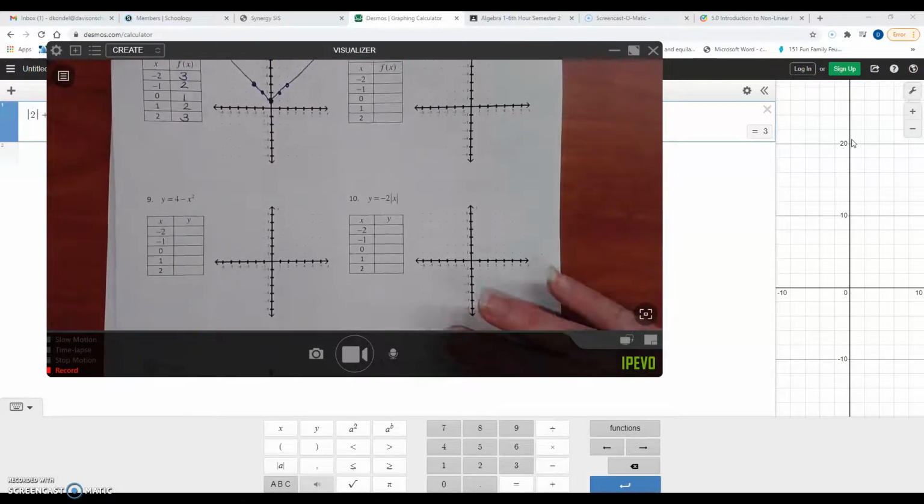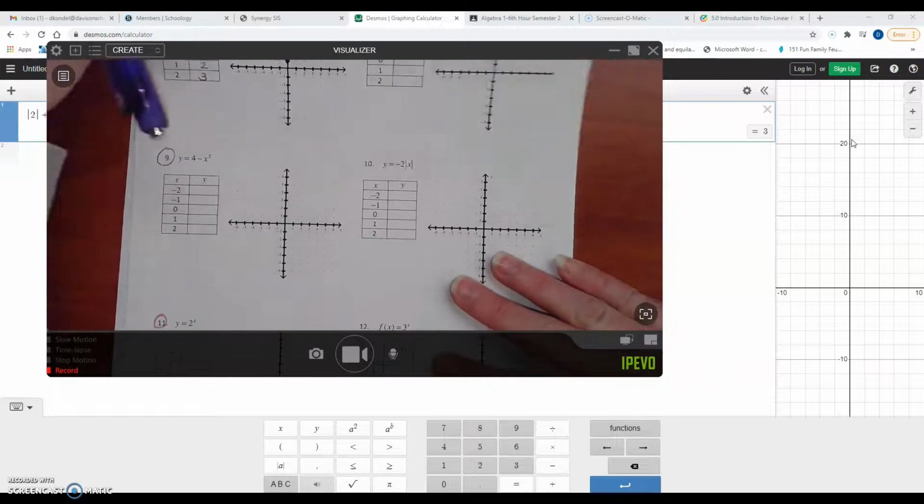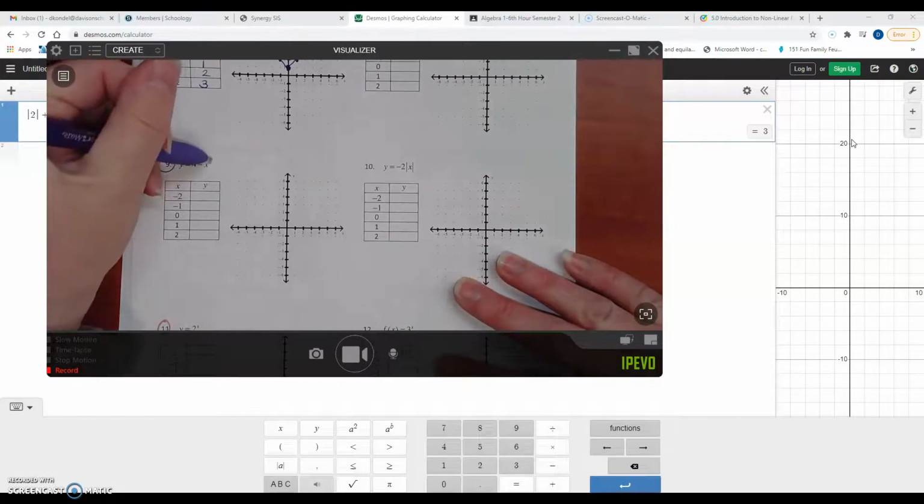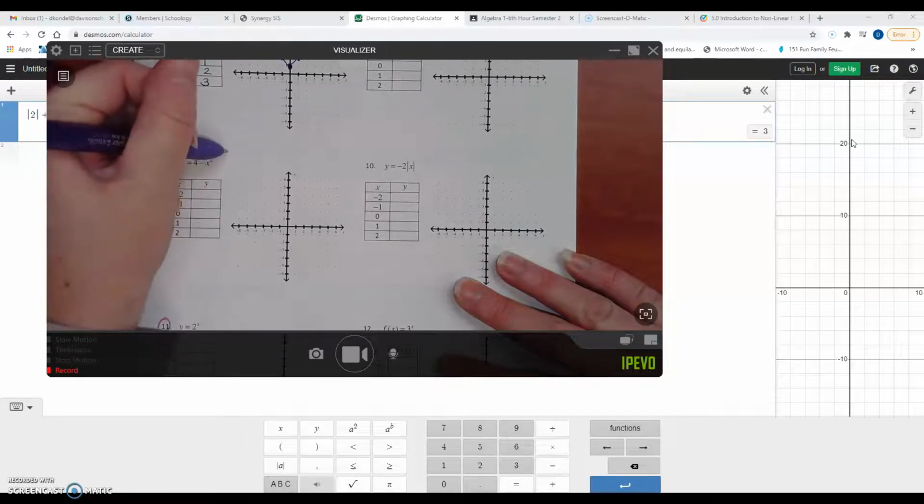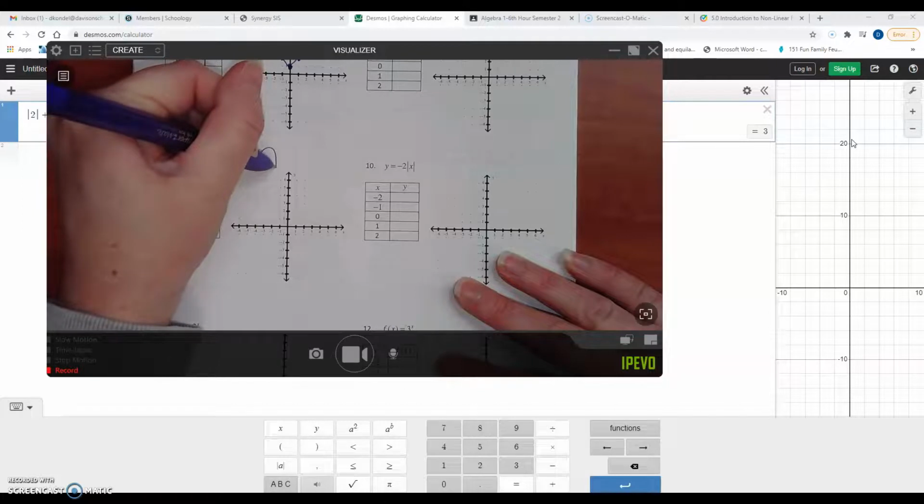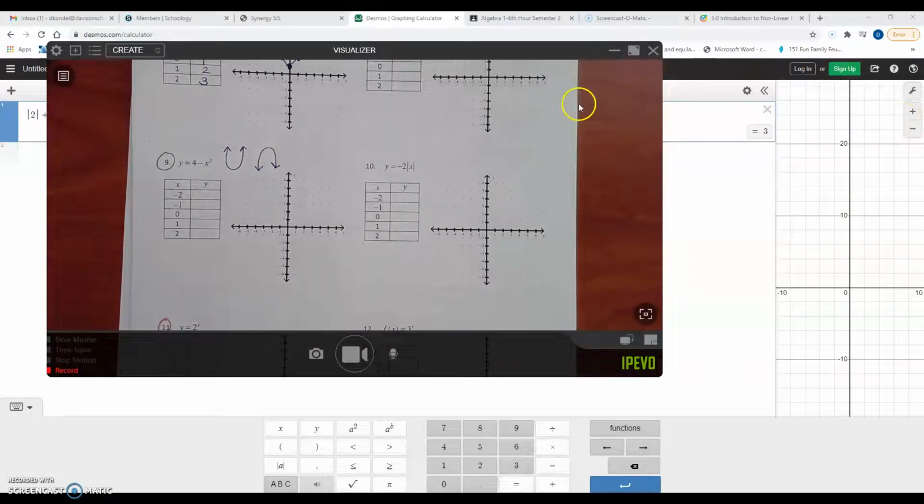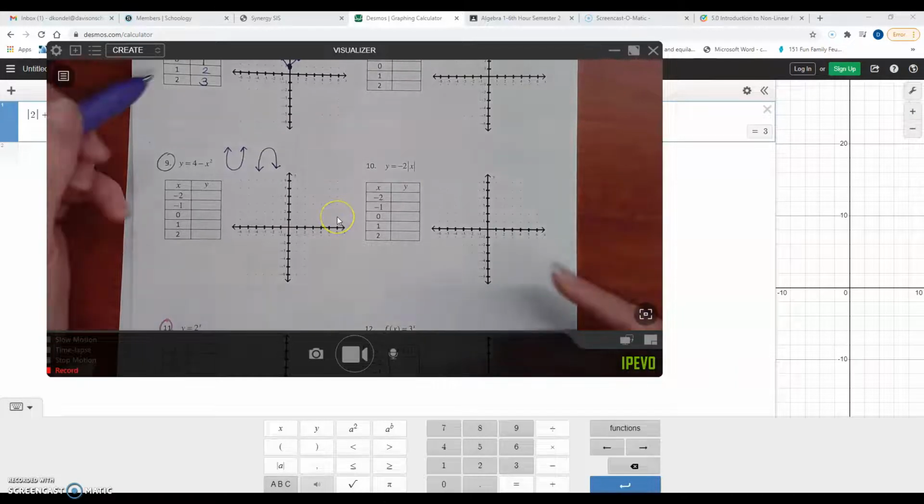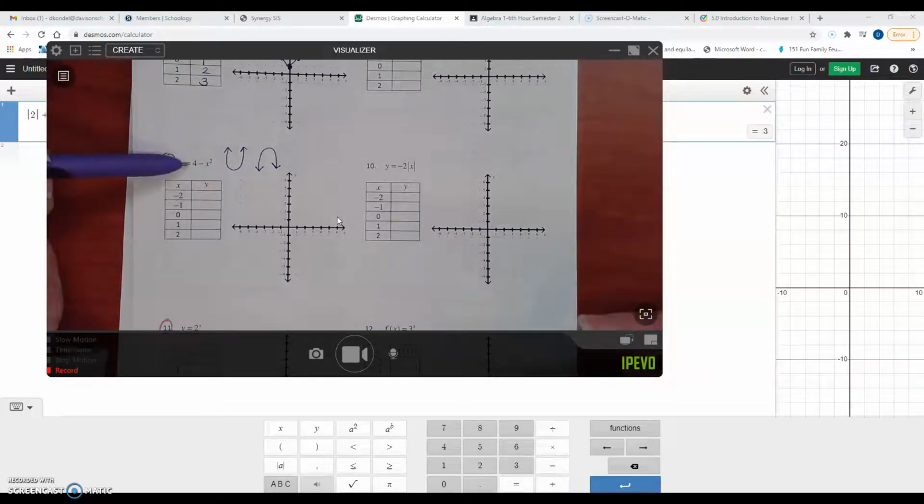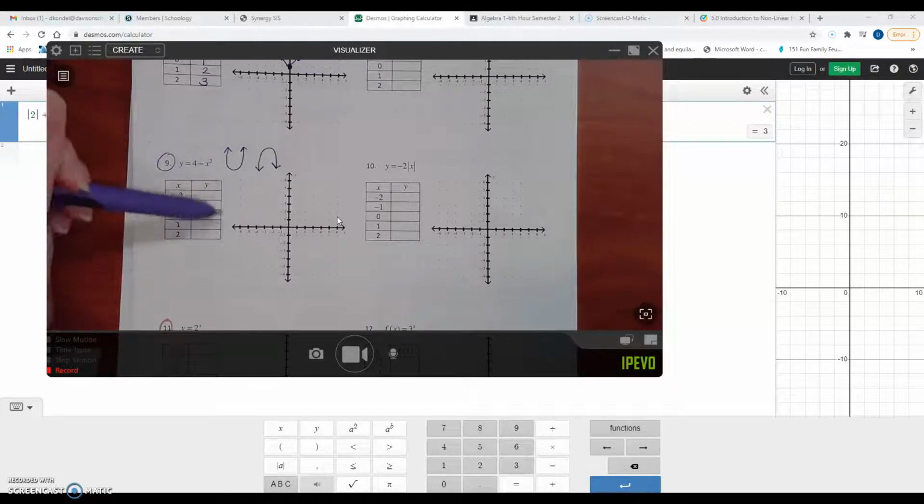Let's take a look at number 9 together. This is a quadratic. A quadratic has an exponent of a 2. These graphs that are quadratics or have exponents of 2 will either be a U or it'll be an upside down U. So again, we're going to use Desmos to help us. Jot this down real quick. Y equals 4 minus x squared. And then also we have this table.